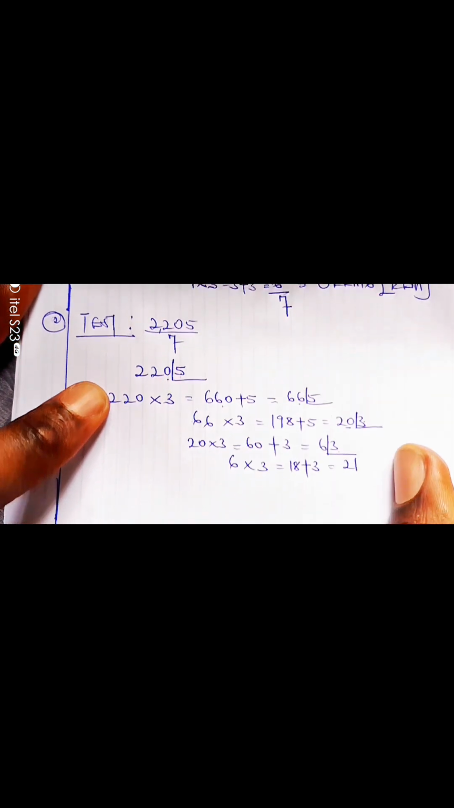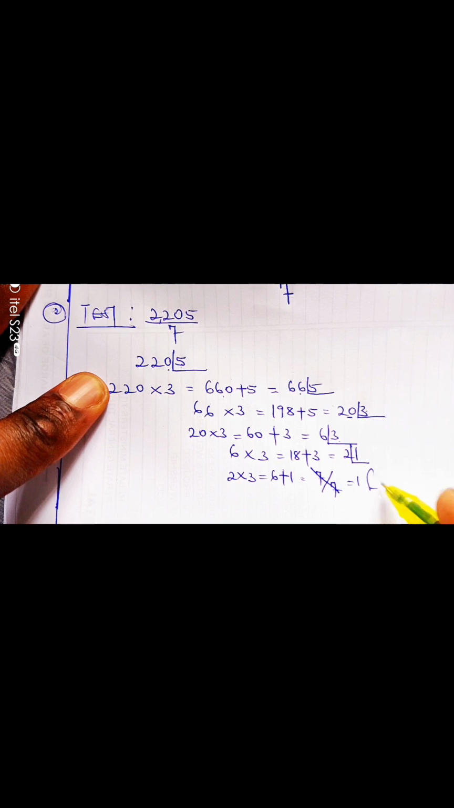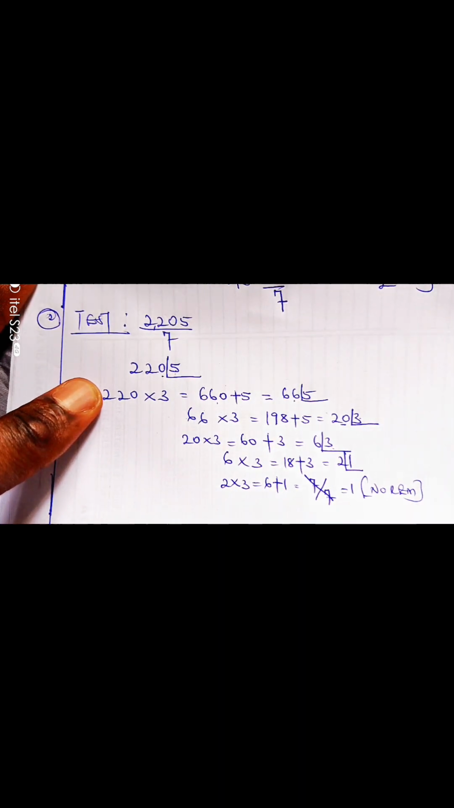What do I do next? Again, I will mark off the last digit, which is 1. 2 times 3 is 6. 6 plus 1 is 7. So 7 in 7 is 1. No remainder. So this is how to get to know if 7 will divide the number or not.